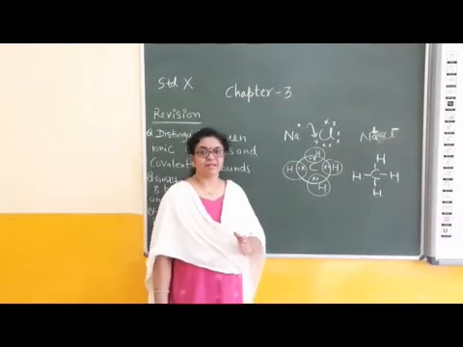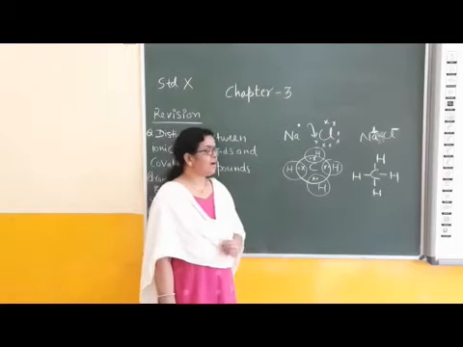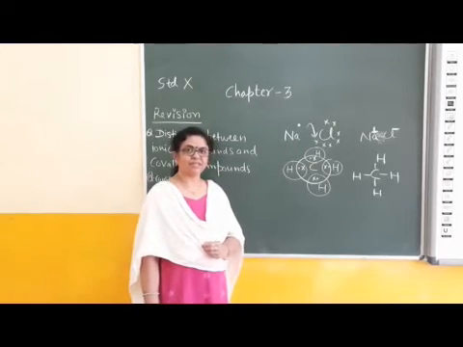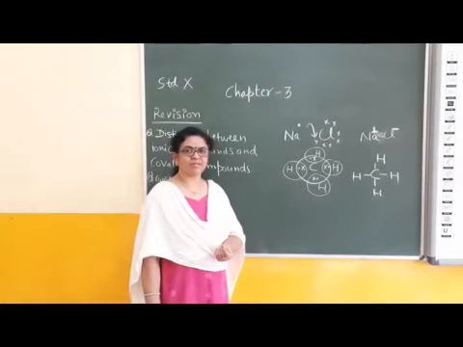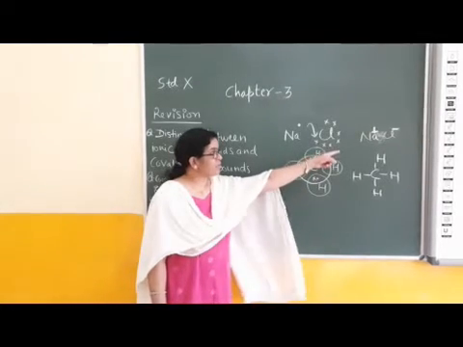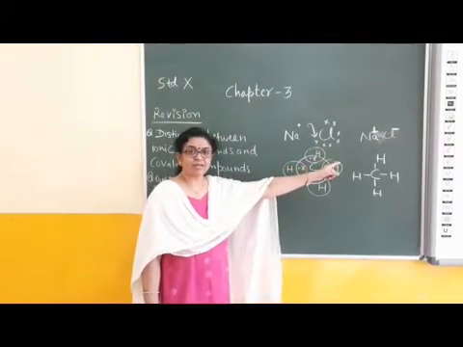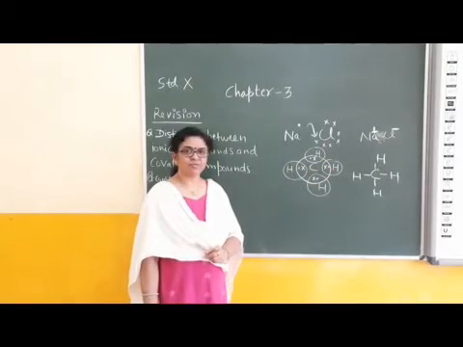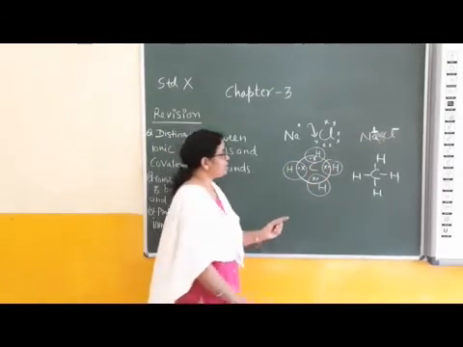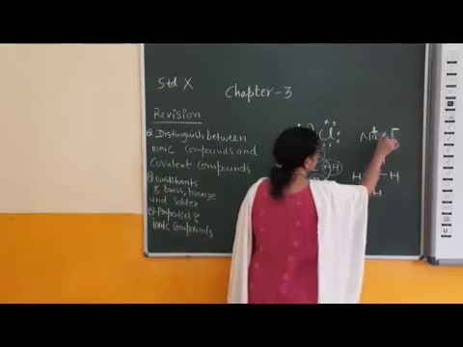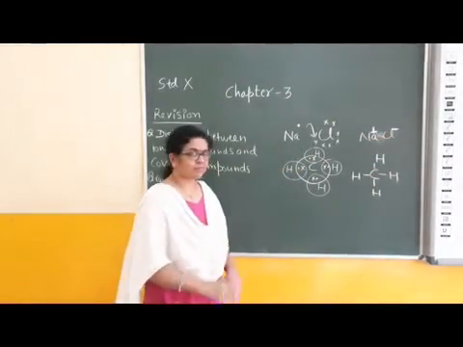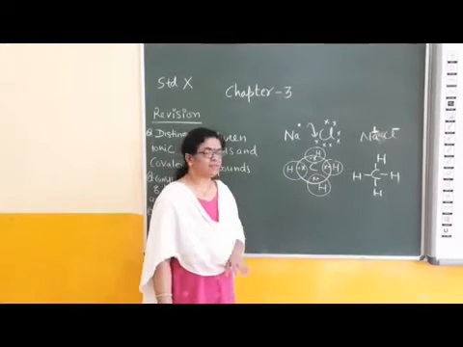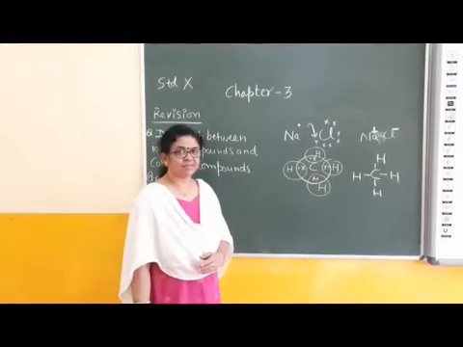Third difference: ionic compounds are good conductors of electricity either in molten state or in dissolved state, but not in solid state. In solid state, ions are not free to move. Molten state means semi-liquid state. Then ions are free to move. This conductivity is also known as ionic conductivity.